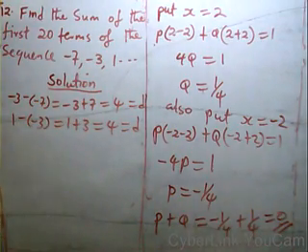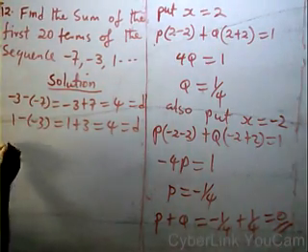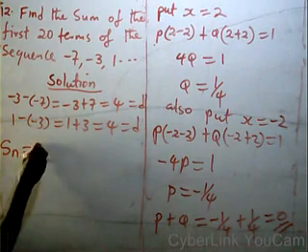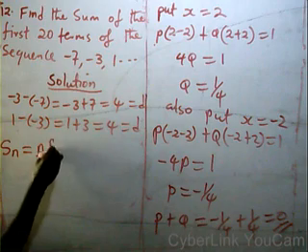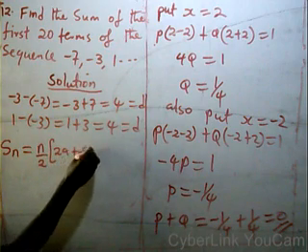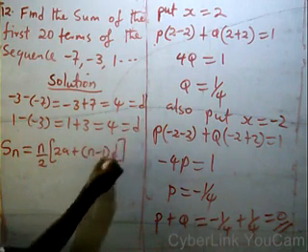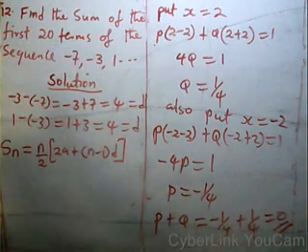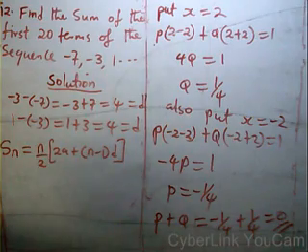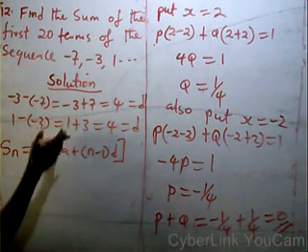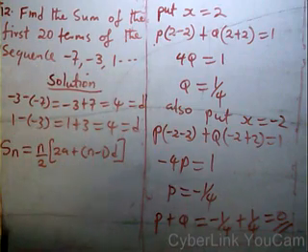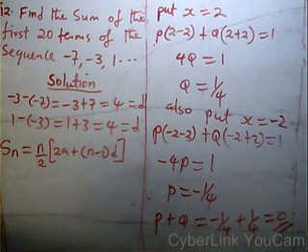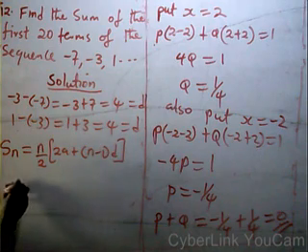Now we look for the formula for the sum of an AP. Sn is equal to n over 2, open the bracket, 2a plus, open the bracket, n minus 1, close the bracket, times d, close the bracket, where n is the number of terms. From the question, we have to find the sum of the first 20 terms, so n is 20. The first term a is minus 7, and d is 4. So we can easily find it.